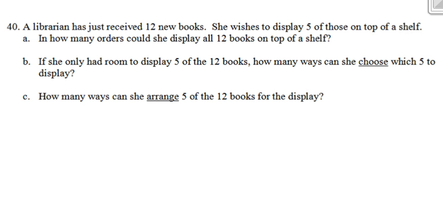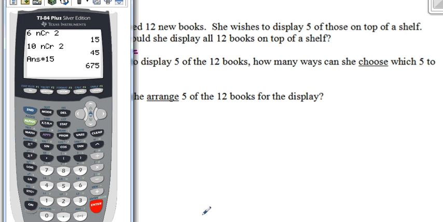All right, in our last question, we're working with a librarian. They have 12 new books. She wants to display 5 of them on the top shelf. How many ways could she display all 12 on the top? Well, the first spot would be 12, then 11 times 10, and as we multiply all those, we're going to be getting 12 factorial is the number of ways she could display all of them.